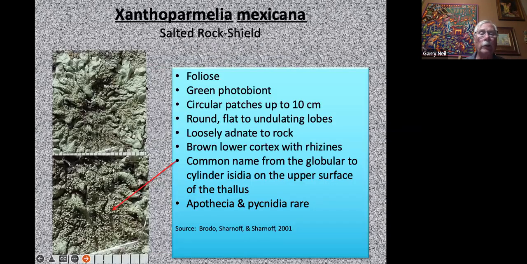Moving on. So here's all kinds of Xanthoparmelia. This one is called Mexicana, and the characteristic of this particular Xanthoparmelia is the isidia. It's just loaded with isidia. You don't see fruiting bodies as much as you see isidia growing all over the place on the surface of the lichen.